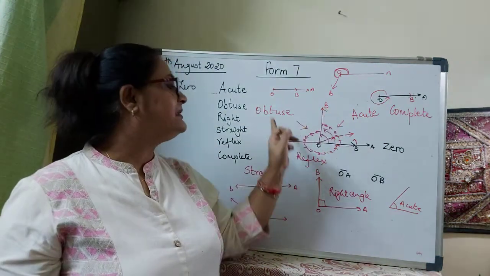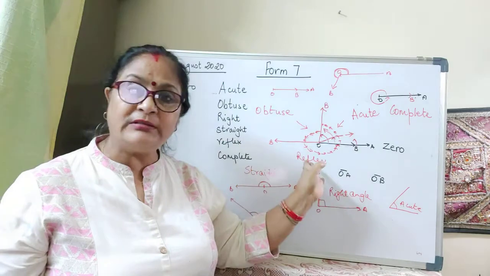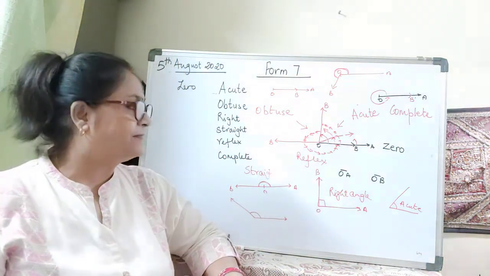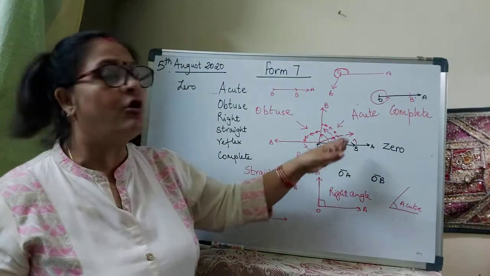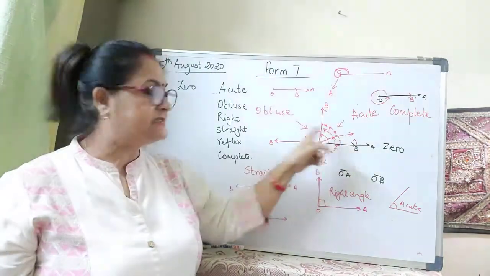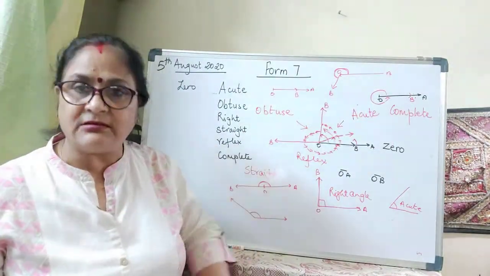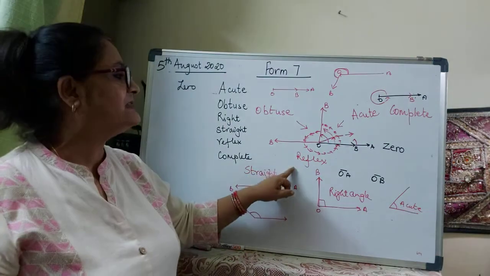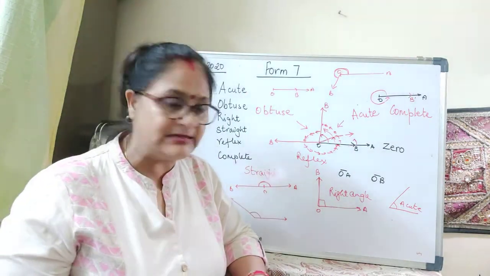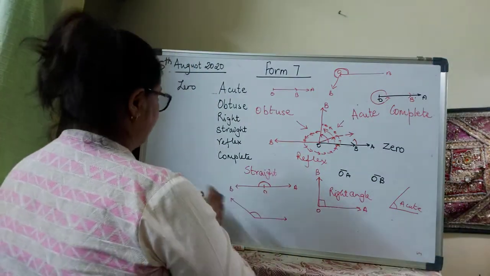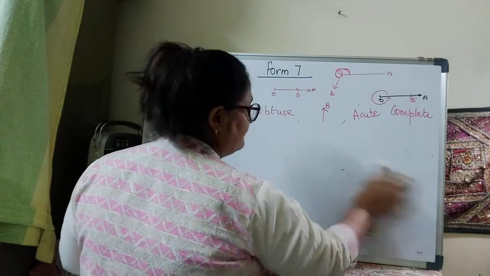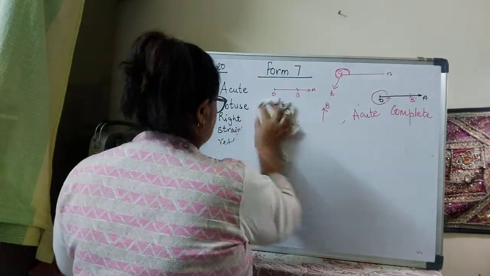Angles between 90 and 180, that is, becoming more than 90 degrees, are known as obtuse angles. Reflex angles are more than 180. 180 plus 180 is 360. A complete angle is 360 degrees. Reflex angles are more than 180 degrees but less than 360 degrees. Okay, right. These are the angles. This is just a quick revision of what you have already done in the previous classes.